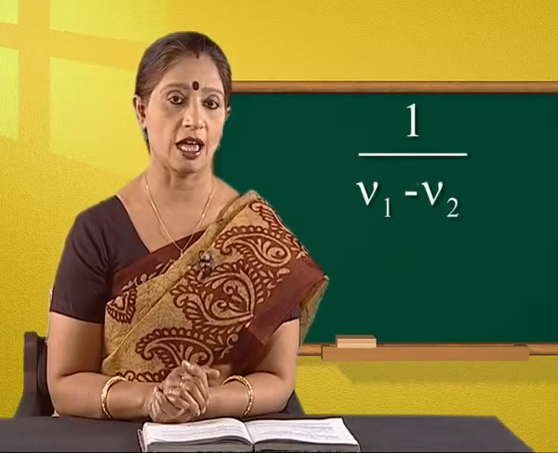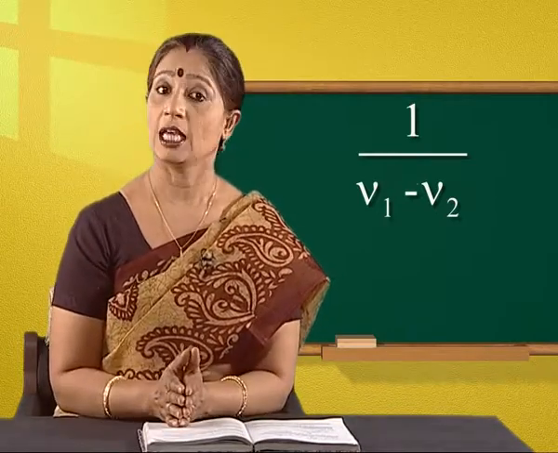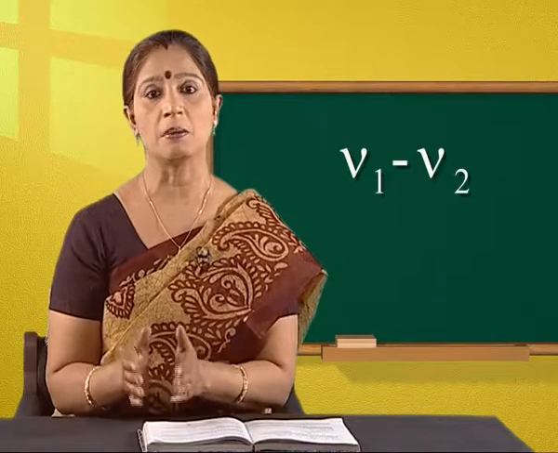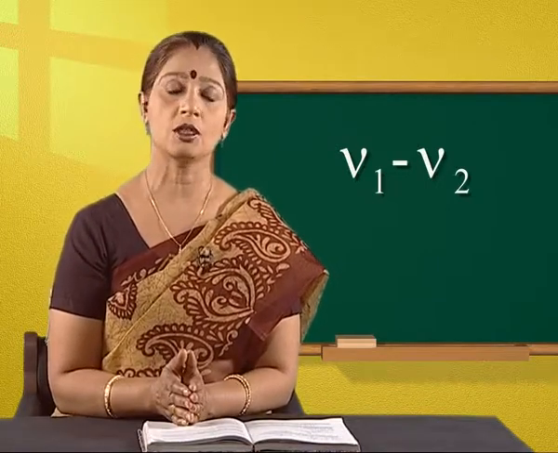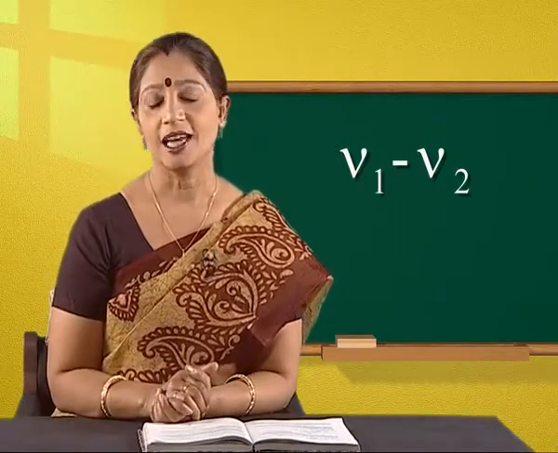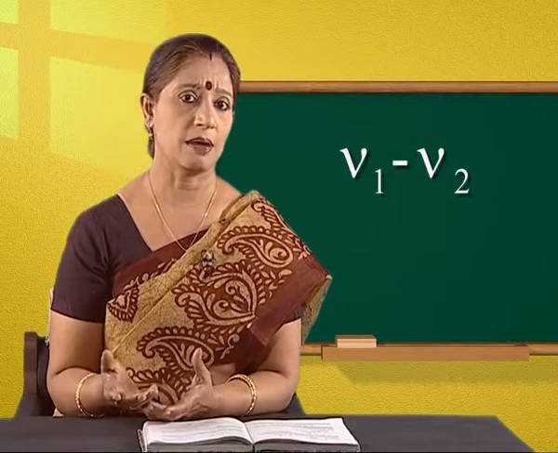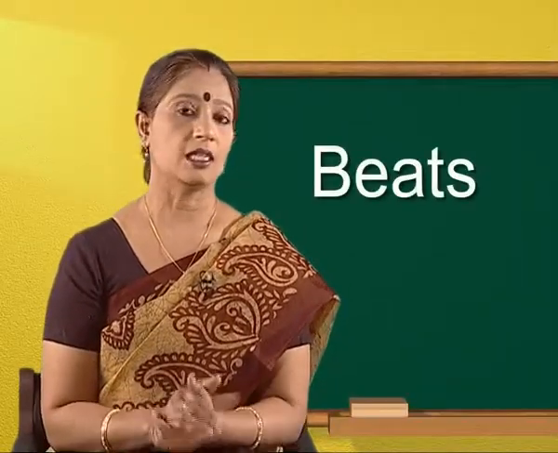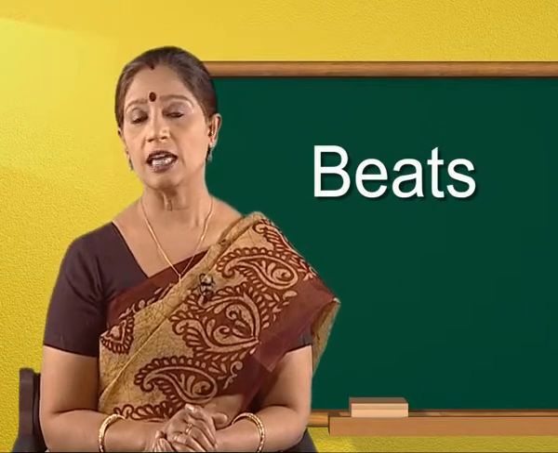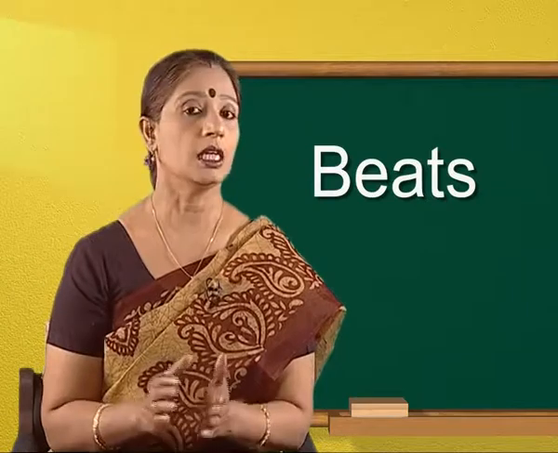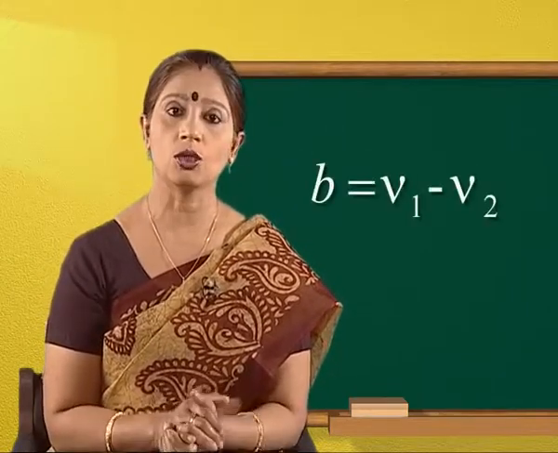Here again, the time interval between two successive minima of sound is equal to 1 by (nu1 minus nu2). Therefore, the frequency of minimum intensity is also equal to nu1 minus nu2. This shows that the frequencies of maximum and minimum intensities of sound on superposition of the two harmonic waves are equal. One maximum in intensity will be followed by a minimum and then by a maximum and so on. Since one beat is formed when the intensity of sound again becomes maximum after once becoming minimum, the beat frequency, that is, the number of beats per second, B, is equal to nu1 minus nu2.